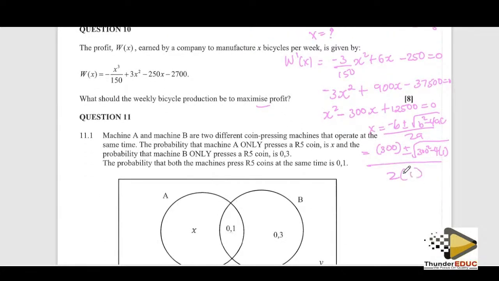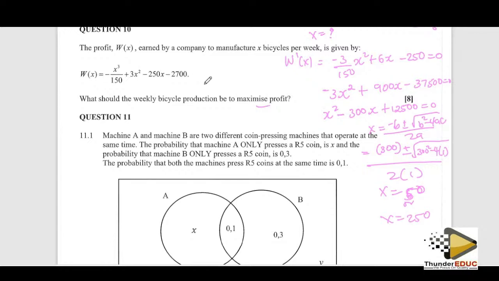So that is 2 times 1. So x is either 50 or x is 250. Then I need to substitute these values back into the original to see what answers I get, to make a decision on which x to take.